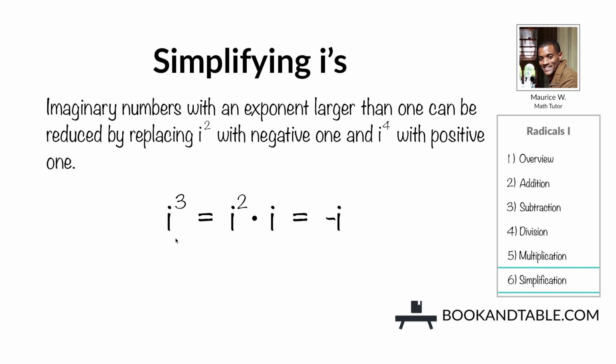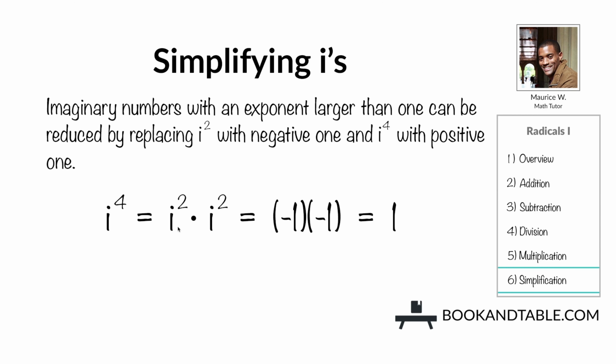i cubed is equal to i squared times i. i squared is negative 1. Negative 1 times i is negative i. So i cubed can be simplified to negative i. And i to the fourth is equal to i squared times i squared, which is negative 1 times negative 1, which is equal to positive 1. All right, so that is how we simplify larger imaginary units.